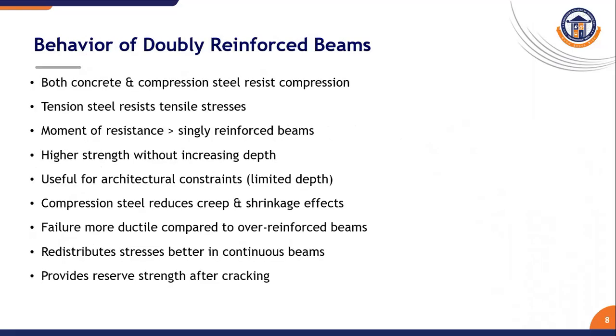Behavior of doubly reinforced beams. In these beams, both concrete and compression steel resist the compressive stress, while tensile steel resists the tension. This provides more strength than a singly reinforced beam of the same size. Compression steel also reduces the creep and shrinkage effects, making the beam durable. They are safer in seismic zones because they can resist stress and reserve strength after cracking.